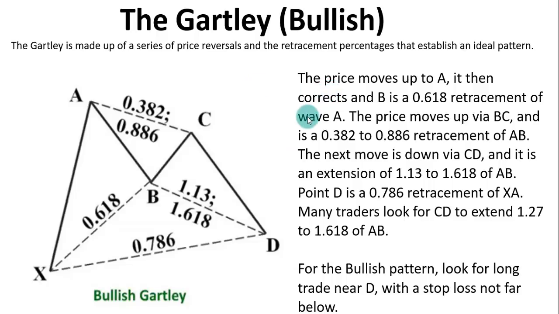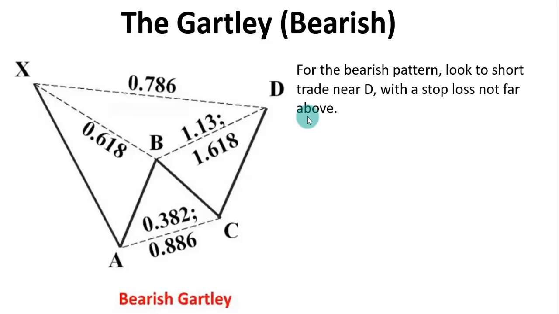Okay, let's look at the next one. It is the Gartley as well, but this time bearish. This is the D point where you are going to take a short trade, and you'll be looking to put your stop loss just a little bit above that level there, and you expect price to go down. Okay, TP1, TP2, TP3.